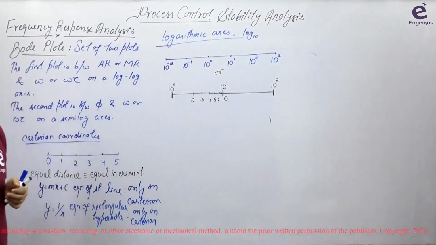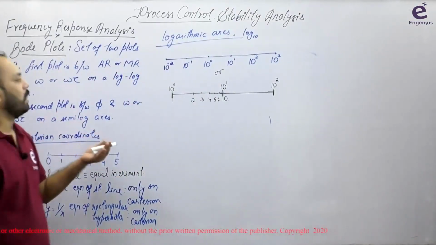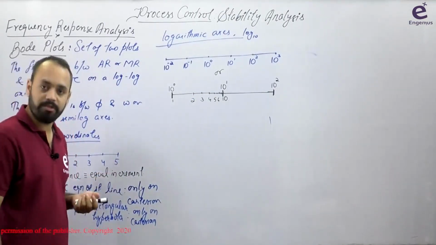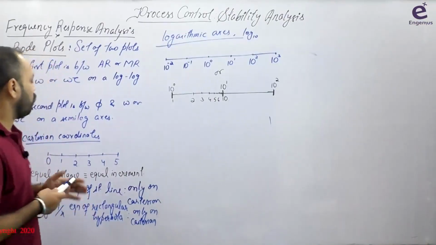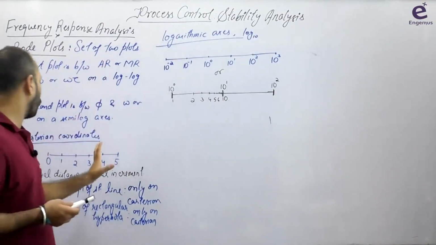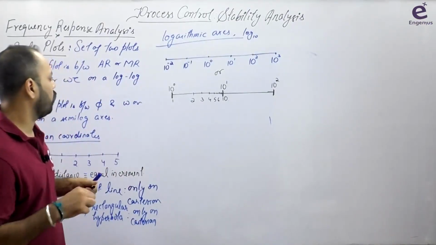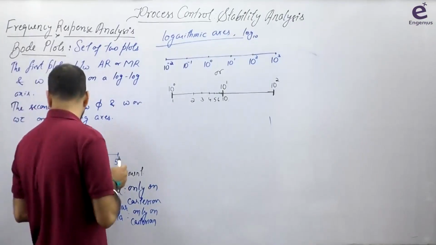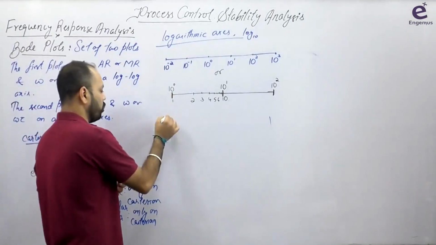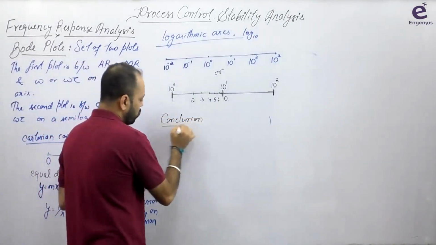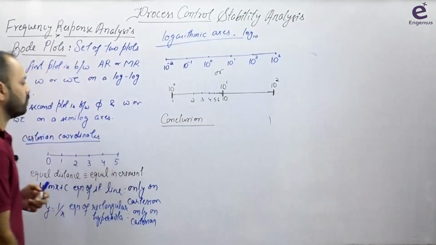This is the logarithmic axis. If it is base 10, it can be base 2 also, it can be base e also, right? So this is the difference between coordinate axis and logarithmic axis. Now suppose one more thing I would like to mention here. What is the conclusion of all these things? Conclusions of the difference between Cartesian axis and logarithmic axis.